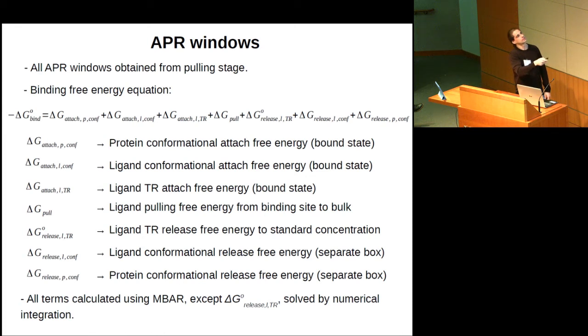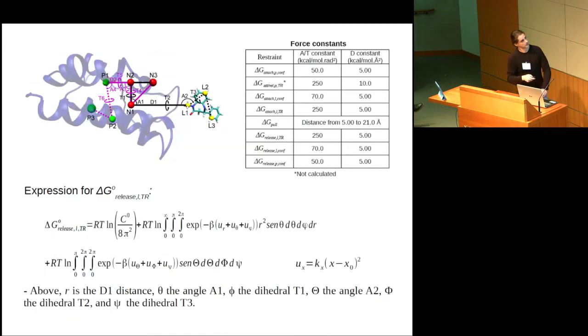So I mentioned before, this is the protein conformational, then you apply the conformational restraints on the ligand, the TR restraints in the ligand, pull it out, and then release them. This one is calculated analytically. Besides this one, which is calculated by solving a Gaussian integral, all of the other ones are calculated using MBAR. So these are just showing again the setup of the system.